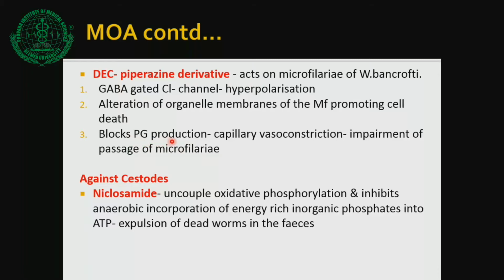Okay, so prostaglandin production is blocked, because of which capillary vasoconstriction occurs, as prostaglandins are mainly responsible for vasodilatation of capillary. So by inhibiting them, capillary vasoconstriction will occur and there is an impairment of passage of microfilariae. Remember, these microfilariae mostly reside in the lymphatics or blood, okay, and they will cause lymphadenitis or lymph node enlargement. So if you inhibit their passage through the various capillaries, then further sequence will not occur. So this is the action of DEC, out of which the important one is alteration of organelle membranes of microfilariae.